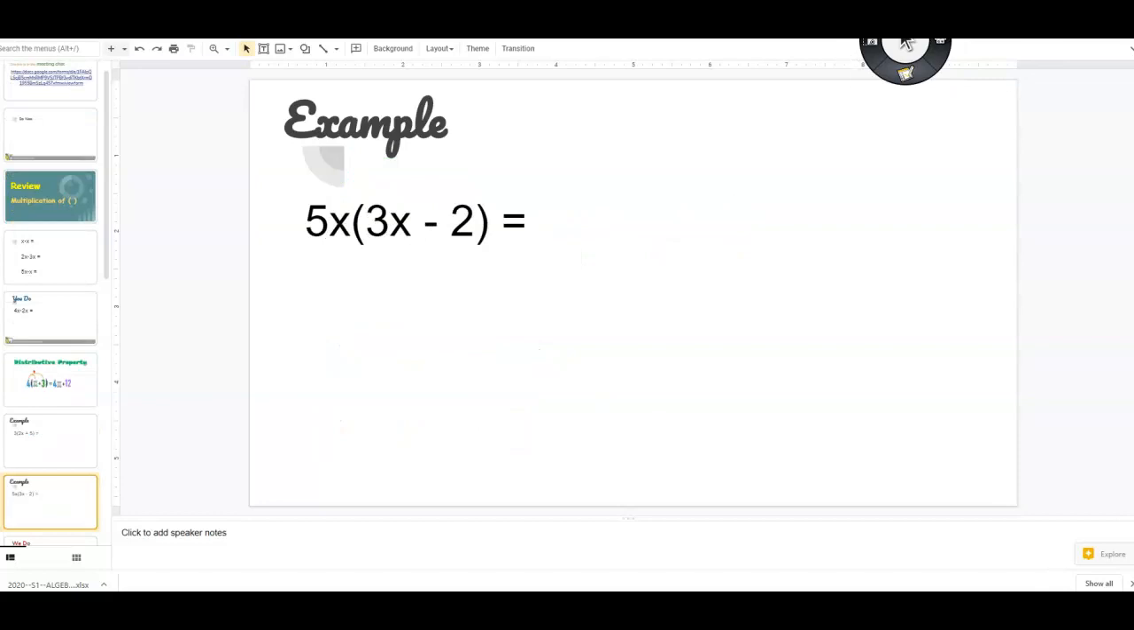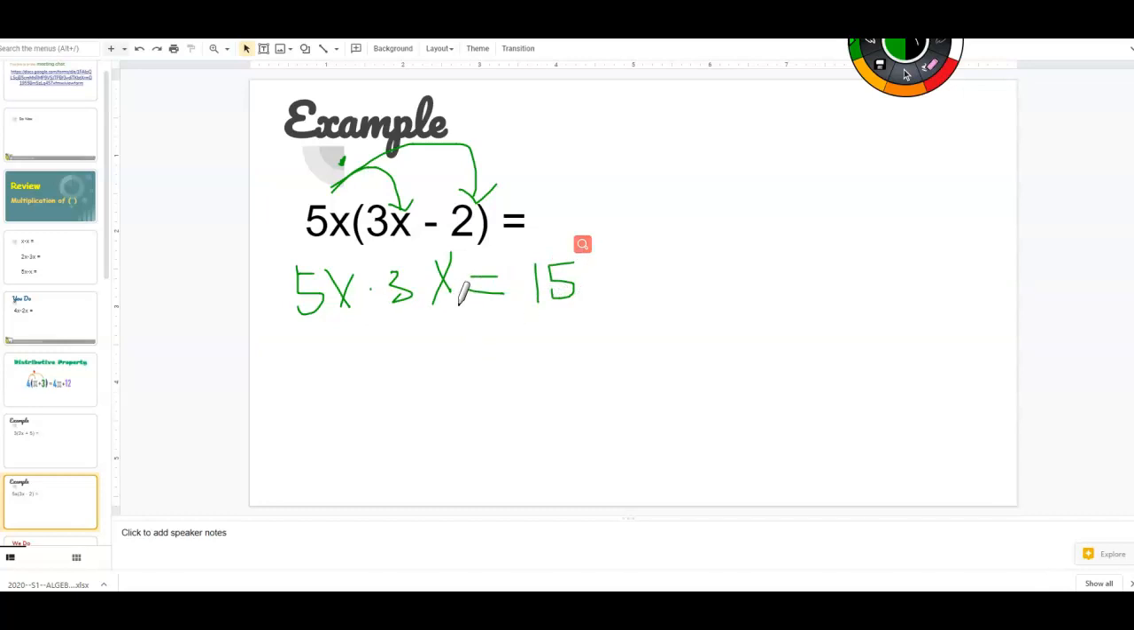Next one. This time outside of the parentheses, you have 5 and x. Okay? So together, they're going to multiply each term inside of the parentheses. Okay? So first arrow, be careful with multiplication. First arrow is 5x times 3x. Number part, 5 times 3 is 15. X part, x times x is x squared. So the first term gave you 15x squared.